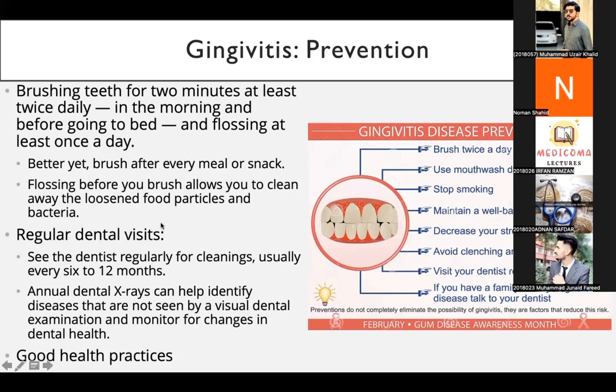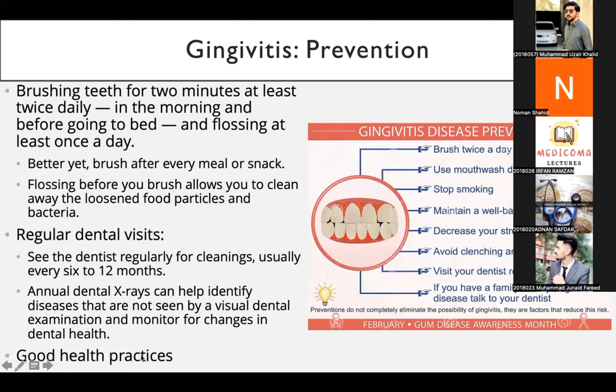Regular dental visits are another prevention for gingivitis. See the dentist regularly for cleaning, usually every 6 to 12 months. So annually or 2 times a year. Annual dental x-rays can help identify diseases that are not seen by a visual dental examination and monitor for changes in dental health. They help detect hidden diseases which cannot be seen by the naked eye, and they also help monitor the progression of dental health.